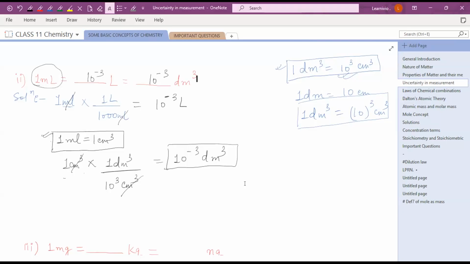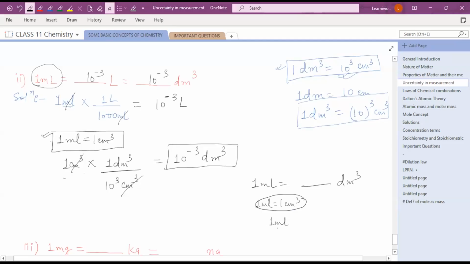Ma'am, can you explain this again? Both in 1 milliliter, or only the decimeter part? The decimeter part. Okay, here it is given 1 milliliter is equals to how many decimeter cube, right? And we know that 1 milliliter is always equals to 1 centimeter cube. Just remember that. So we can substitute 1 milliliter.